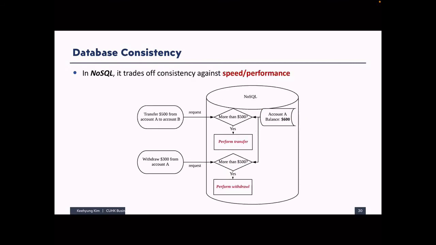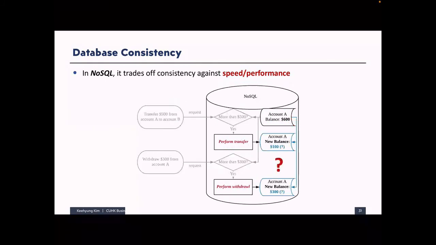If we use NoSQL for the financial system, this kind of thing may happen. So NoSQL received these same two requests. And earlier I said that for speed, NoSQL sacrifices consistency. So NoSQL will try to perform these two requests at the same time. First, it checks whether there is more than $500 in account A. It's $600, so that's true, so it performs the transfer. And for the second operation, it checks at the same time whether there is more than $300 in account A. It's $600, which is more than $300, so it performs the withdrawal.